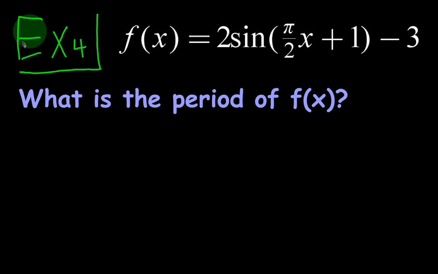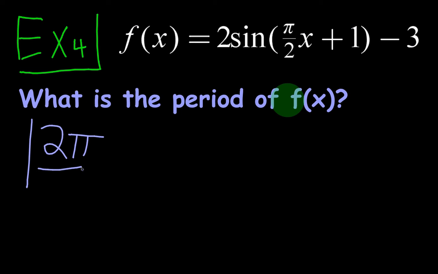For example 4, we're going to be finding the period of another complicated function. However, we learned that just because it looks complicated doesn't mean that finding the period is. So again, what is the formula for the period of a function for sine or cosine? As we've always said for this lesson, it's going to be 2 pi over b.